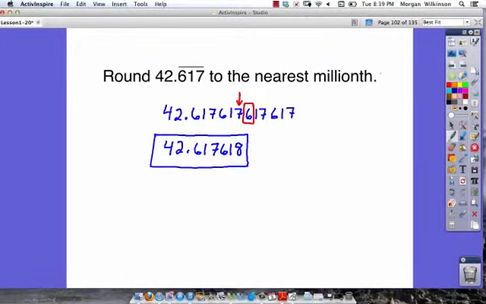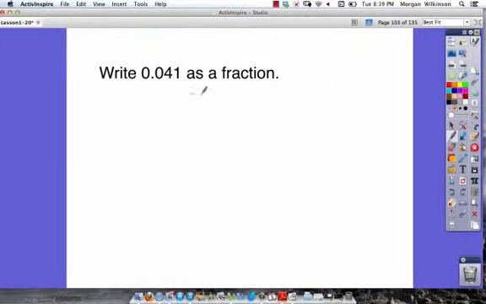Let's move on to our next example. We want to write 0.041 as a fraction. Now this is the problem where you have to know decimal place value in order to be successful. So of course we've got our ones, tenths, then we've got our hundredths, and we've got our thousandths. Okay, so we've got thousandths as the place of the 1 right here. So what this means is we have 41 thousandths, or 41 over 1,000.